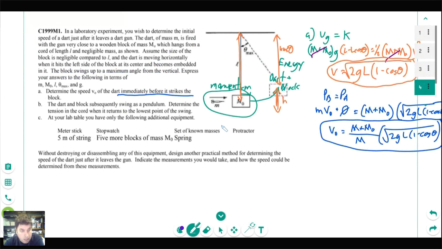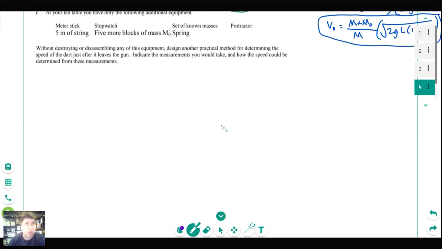All right, part B. The dart and block swing as a pendulum. Determine the tension in the cord when it reaches the lowest point in the swing. All right, let's make a little work there.